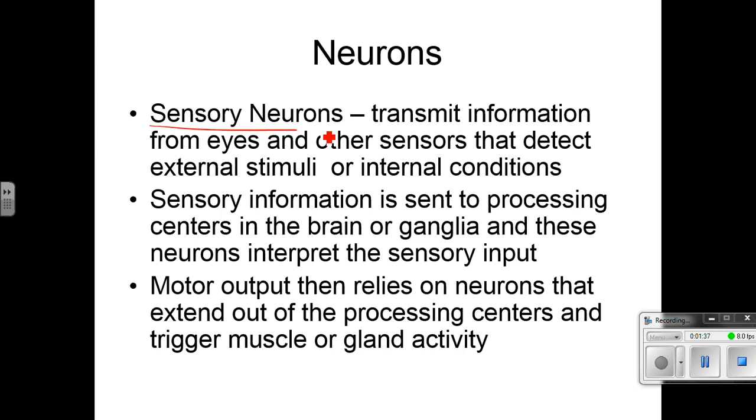Sensory neurons are neurons that transmit information from the eyes and other senses, from external stimuli or internal conditions. The sensory information is sent to the processing centers, so either the brain or the ganglia, and these neurons are going to interpret the sensory input. And then the motor output is going to rely on the neurons that step out of the processing centers, out of the brain and the spinal cord, and trigger a muscle or some kind of glandular activity.